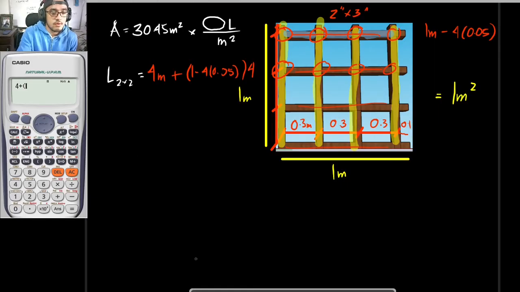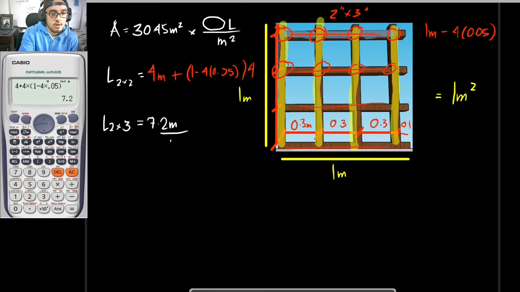Okay, so if you are to solve for the length of the 2 by 3 here, so L of 2 by 3, this is to be equal to 4 plus 4 times 4 times 1 minus 4 times 0.05. So that would give us an answer of 7.2 meters.